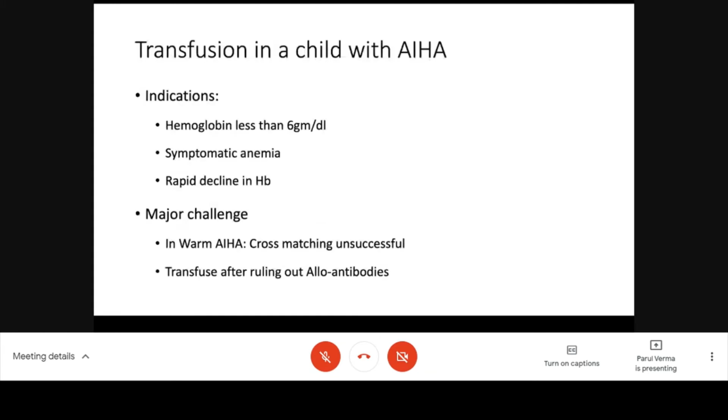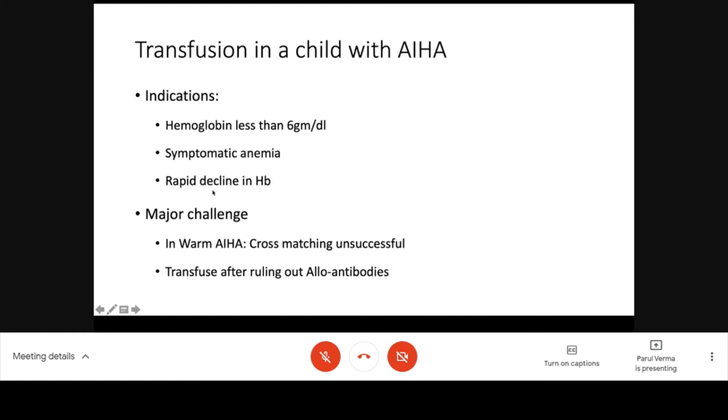The rest of the management of AIHA has already been discussed by Archana ma'am. What I would be talking about is transfusion in a child with AIHA, because these children present with anemia, they will require transfusion. So what are the indications of transfusing a child with AIHA? If the hemoglobin is less than 6 grams per dL, if there is symptomatic anemia, or if there is rapid decline in hemoglobin.